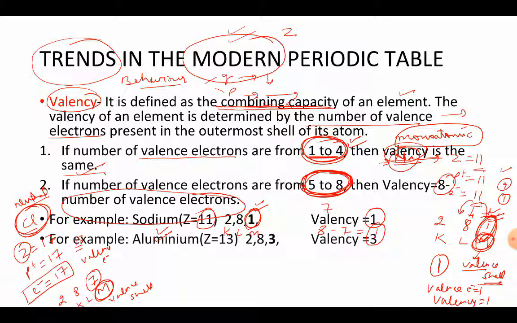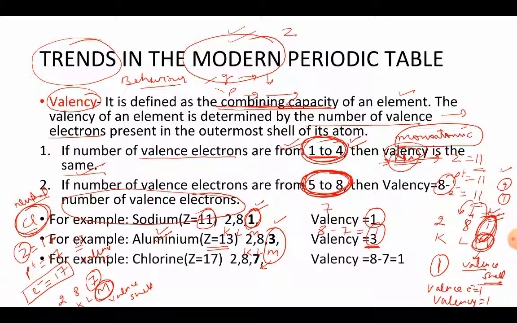Let's do the second one, aluminium. Aluminium, the atomic number is 13. We'll do the configuration 2, 8, 3. Again the outermost shell is M, the valence shell, and the valence electron is 3. Again it fits into the first rule, and the valency also comes out to be 3. Then moving on to chlorine. We have just discussed the case of chlorine. Atomic number is 17. Configuration is 2, 8, 7.